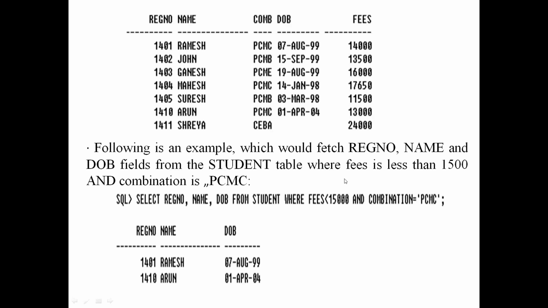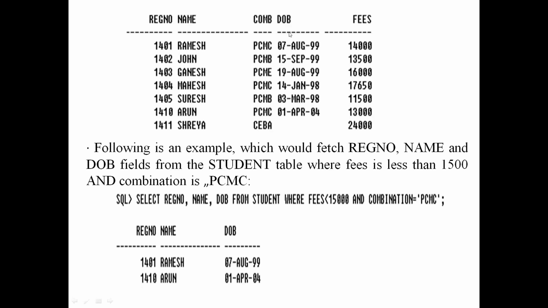AND is the operator we are using here, right? It compares 2 statements, 2 comparisons here. One is fees, the second one is combination. If both the conditions are satisfied, if both the conditions are true, then only this statement is going to display the details of those students using 3 fields, that is roll number, name, and date of birth.